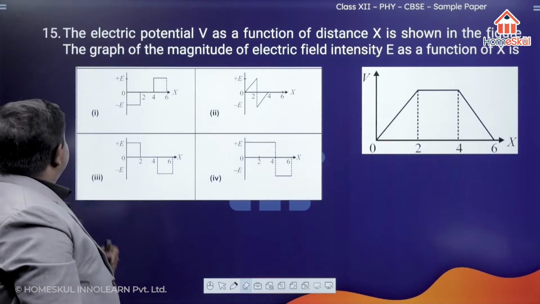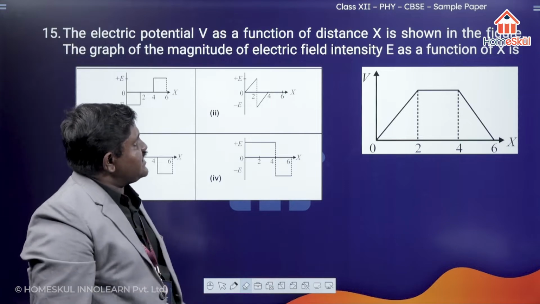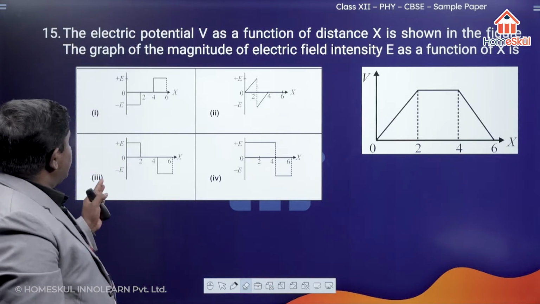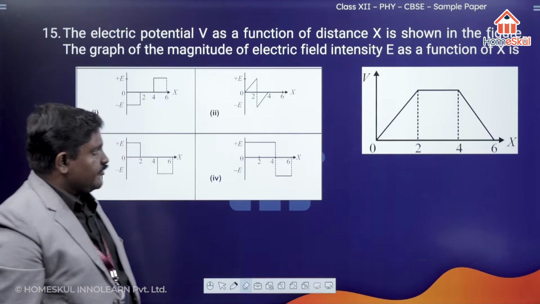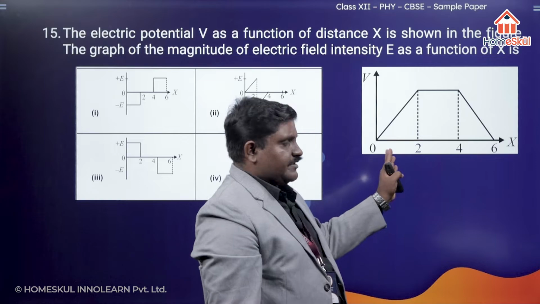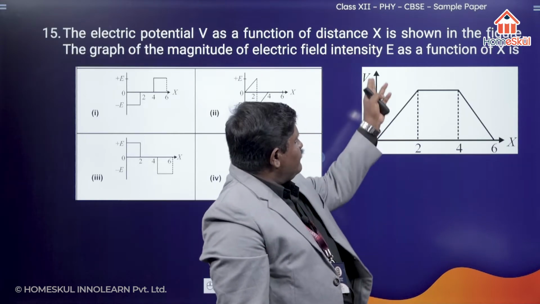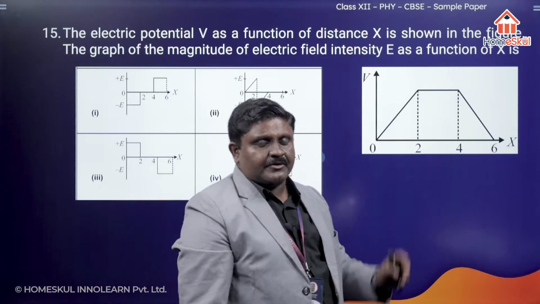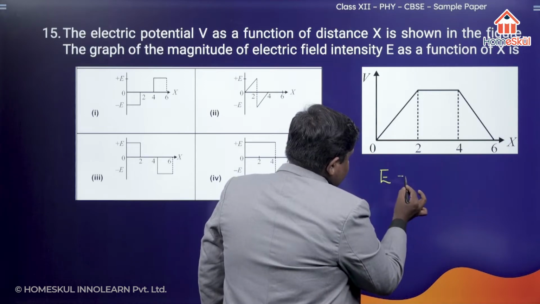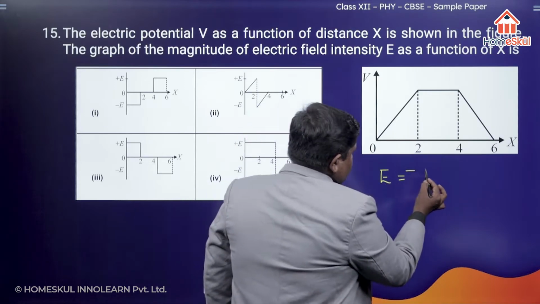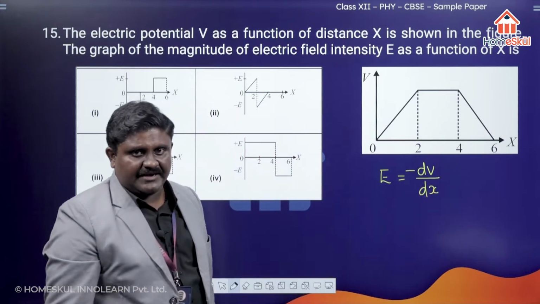Then the 15th question. The electric potential V as a function of distance x is shown in the figure. The graph of the magnitude of electric field intensity E as a function of x is. Here the graph is given, with x on the x-axis and the potential on the y-axis. Here we use the relation between the electric field and potential, E equal to minus dV by dx.